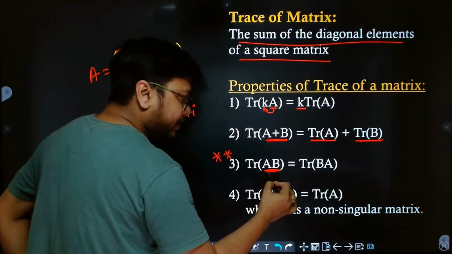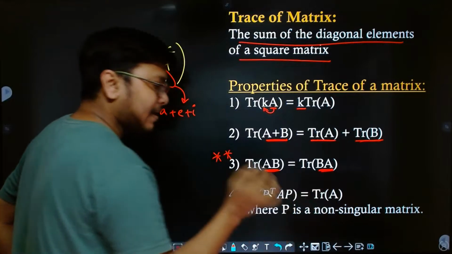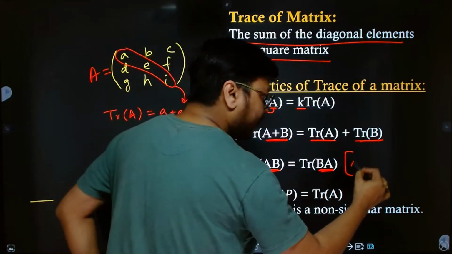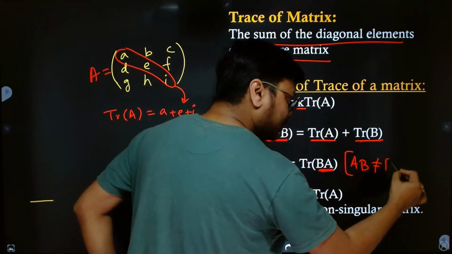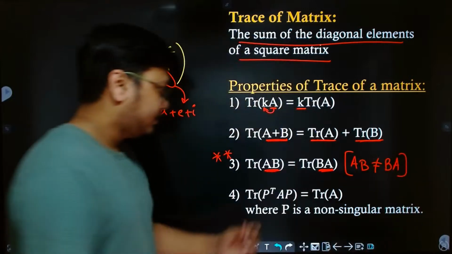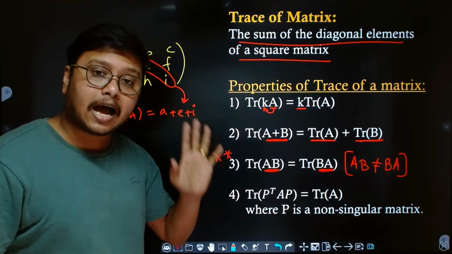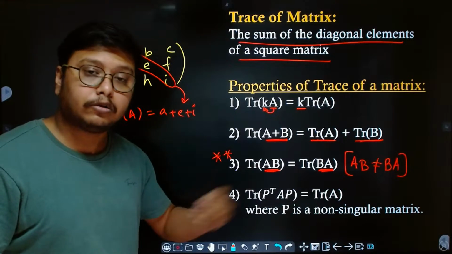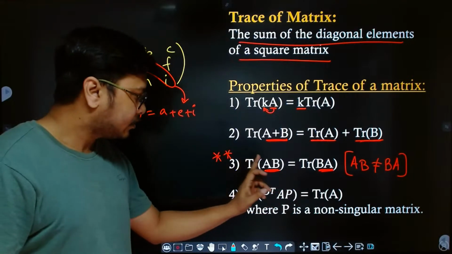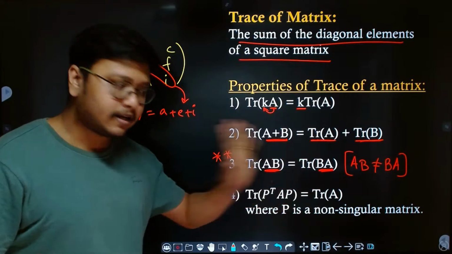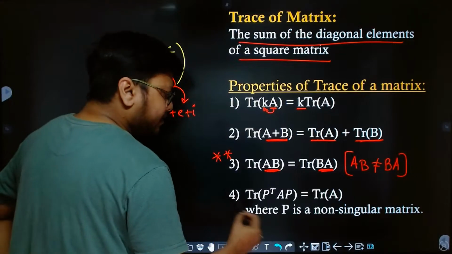Trace of AB is same as trace of BA. But remember, in general, AB matrix is not same as BA matrix. These two matrices are different, but the sum of the diagonal elements will remain same, although the matrices are different. So trace AB and trace BA same. And this is another property.